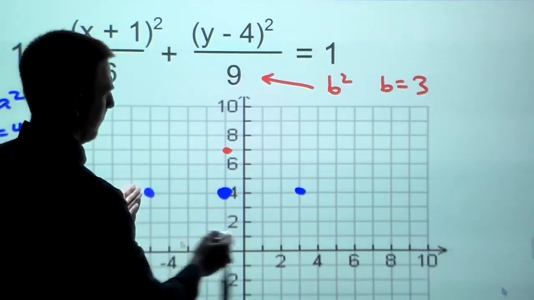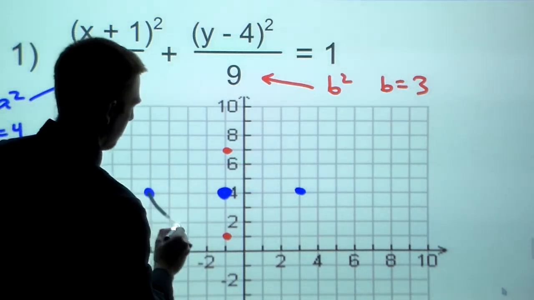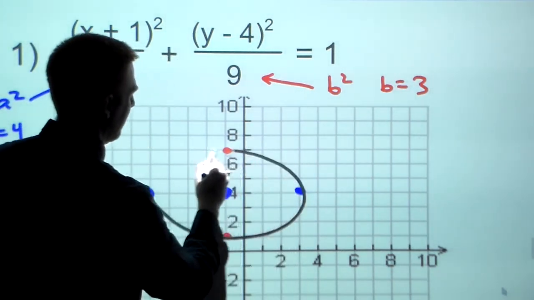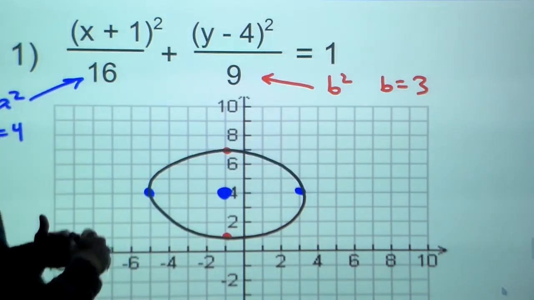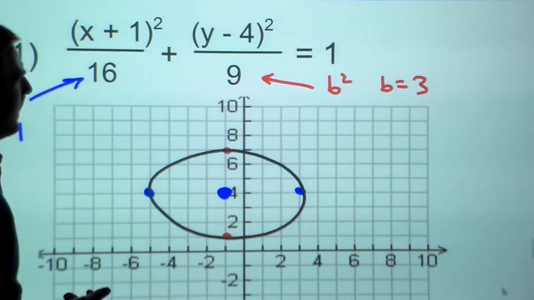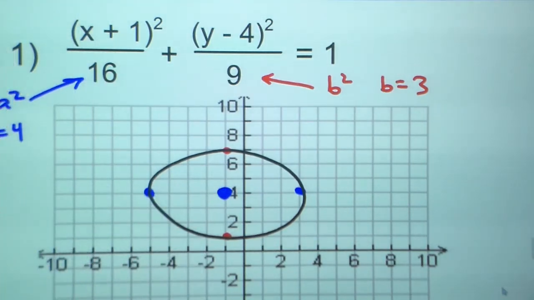Once you've got the center and 4 points, that's really what I would use to freehand these. And let's see what I can do. Never know how it's going to turn out. That one wasn't too bad. So again, there's our ellipse drawn out. That's how you take the equation and turn it into a graph. It's pretty straightforward, not too bad.